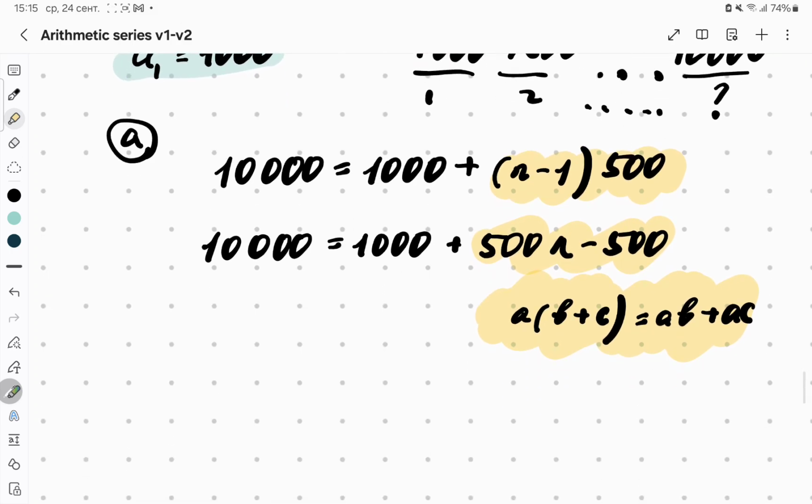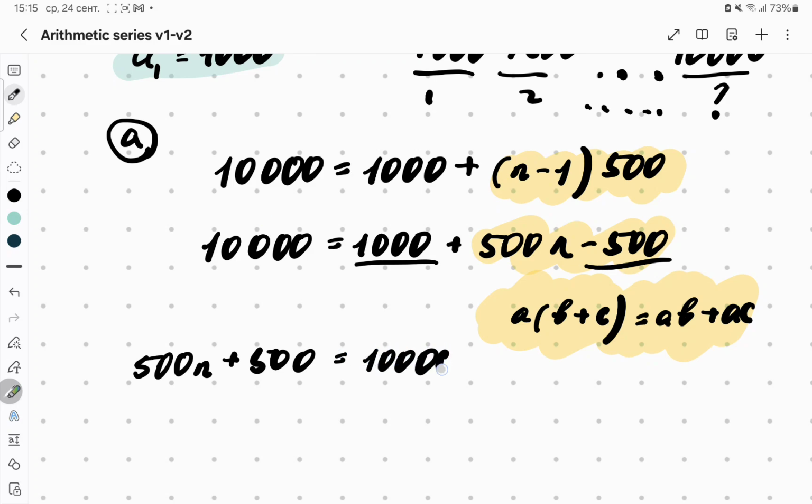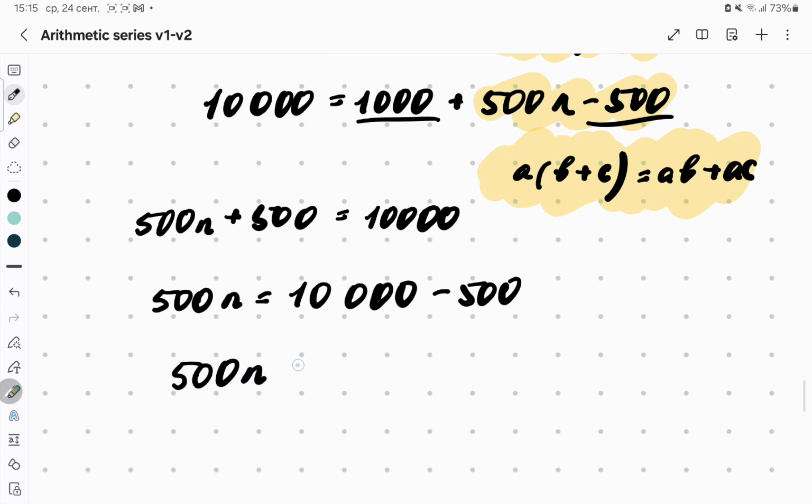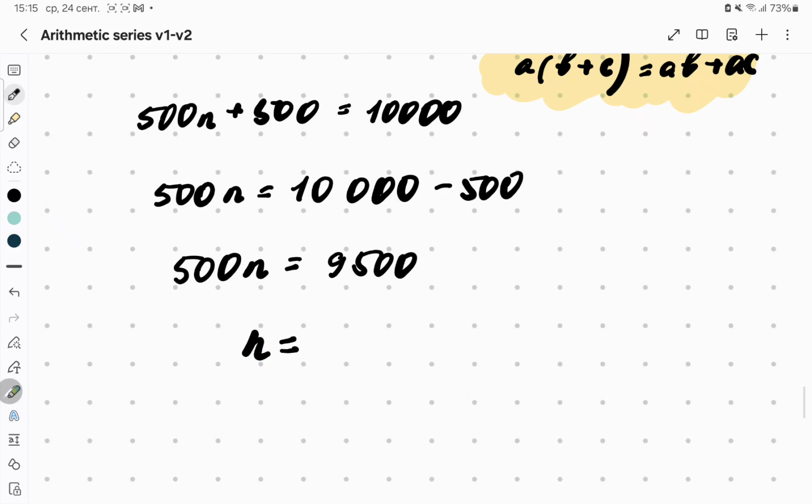Now let's continue. We are going to solve this equation. On the right side, 500n plus 500, so I just subtracted, equals 10,000. I just switched the left-hand side and the right-hand side. And 500n is equal to 10,000 minus 500. So let's solve it properly.